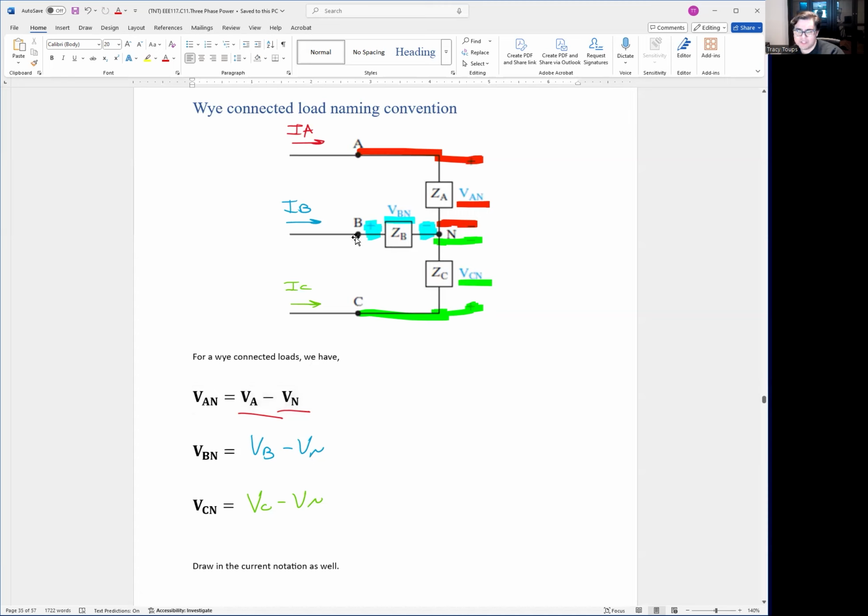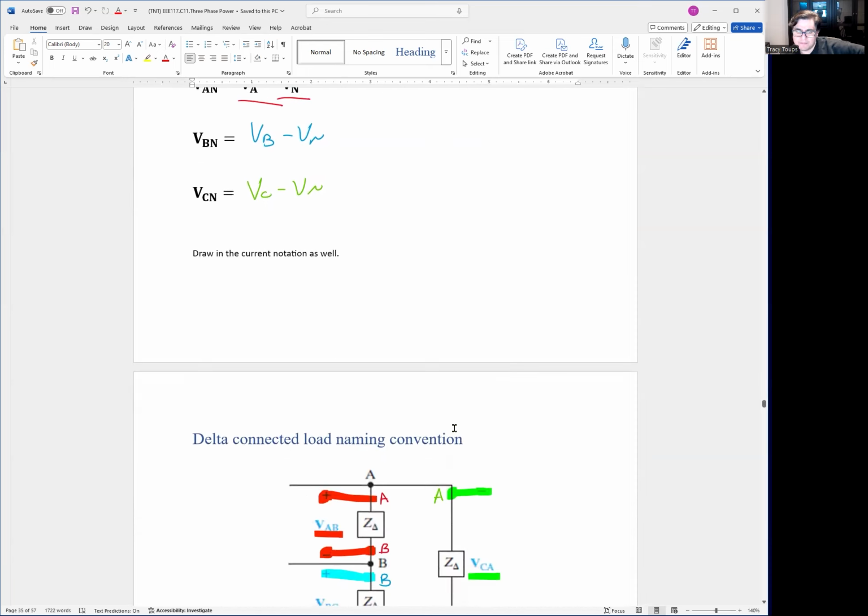We have another voltage from B phase. Notice B phase touches the positive terminal of the impedance, and the negative terminal of the impedance goes to neutral. So the voltage across this impedance in the Y-connected load is VBN, using that two-part naming convention, where VBN is VB minus VN. The third one is C phase, where the line voltage goes to the positive terminal of the impedance, and the negative terminal of the impedance is the neutral. This is called VCN, which is VC minus VN. So these are the three voltages you'll see in a Y-connected system.